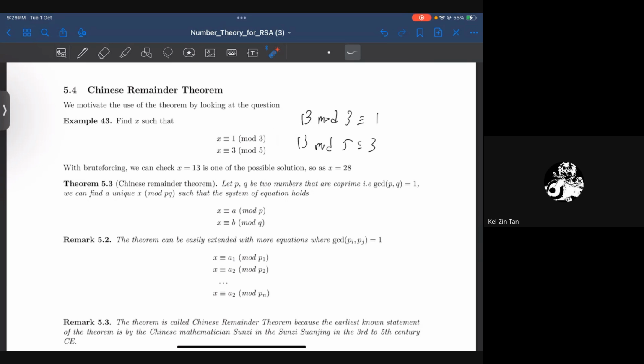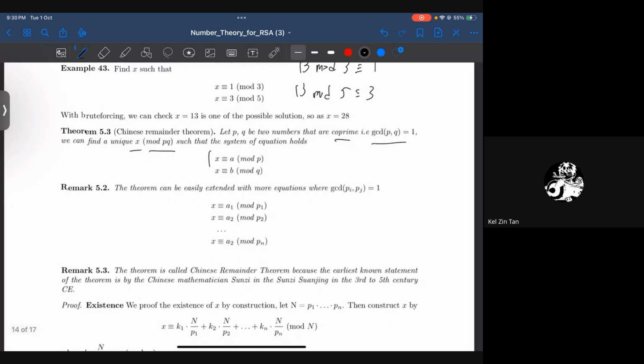To write it down more formally, let P and Q be two numbers that are co-prime. I didn't write down the definition of co-prime directly, but basically, if I say two numbers are co-prime, it means that the GCD equals 1. There are no common factors between them. So if two numbers are co-prime, then we can find a unique x modulo PQ such that the system of equations holds. So I haven't shown you how to find it yet, but the theorem says that we can find it.